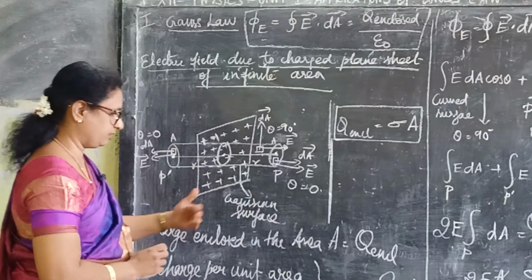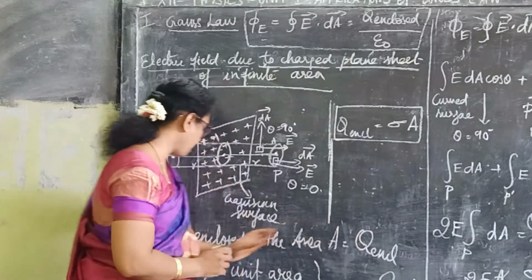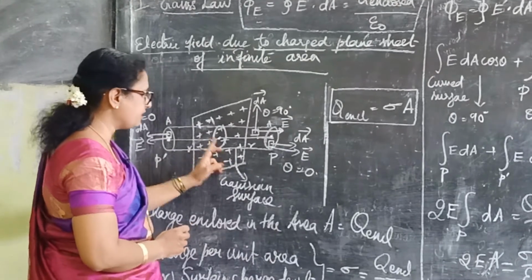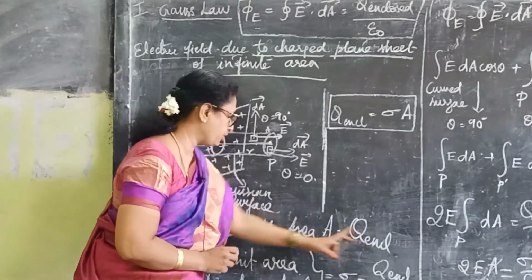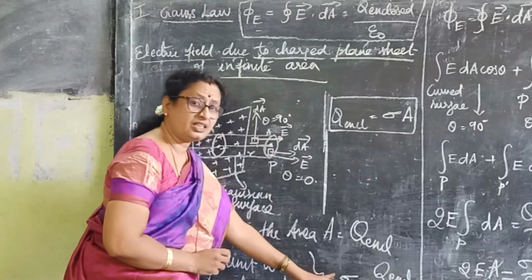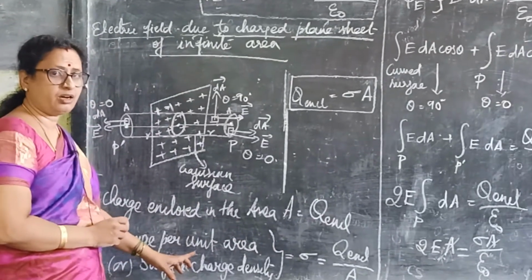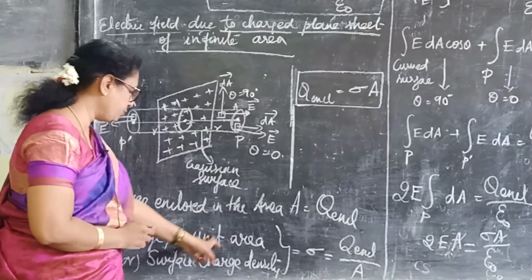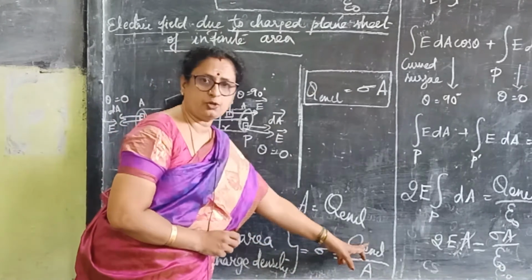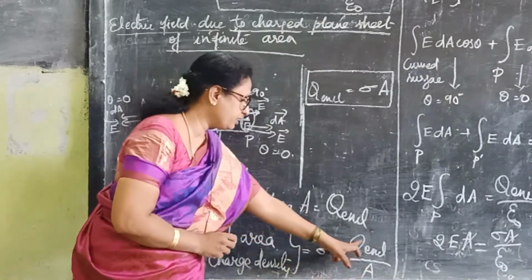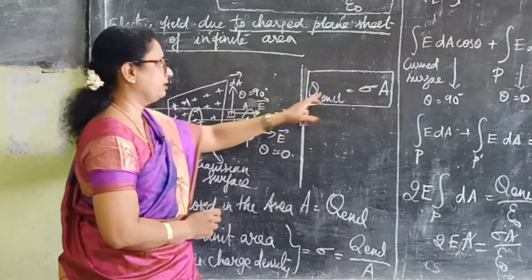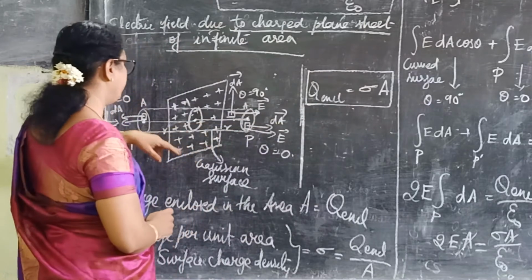Let us explain about the enclosed charge. Charge enclosed in the area, we are going to consider a small area in this. In this area, charge enclosed is Q enclosed. So, charge per unit area, which is nothing but surface charge density sigma, we have already seen this. Charge per unit area, which is surface charge density sigma, is the total charge enclosed divided by area. So, sigma is equal to Q enclosed by area. So, Q enclosed will be sigma into A. This we will be substituting in our derivation.